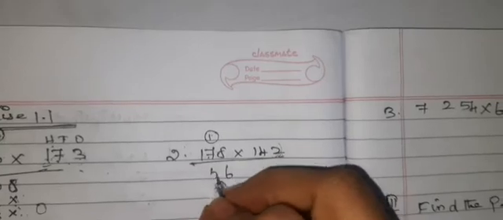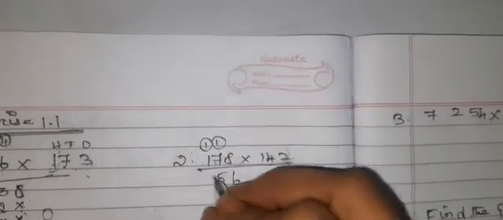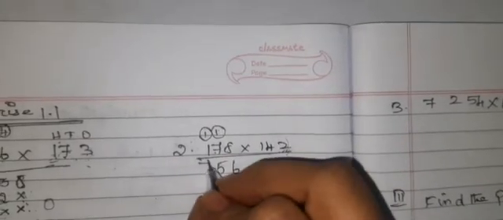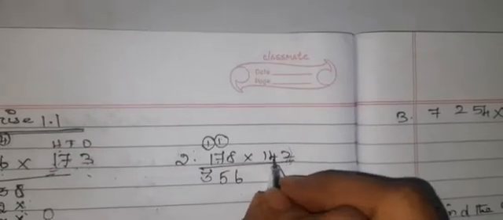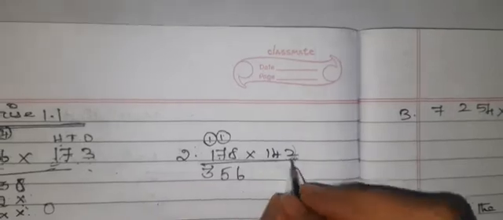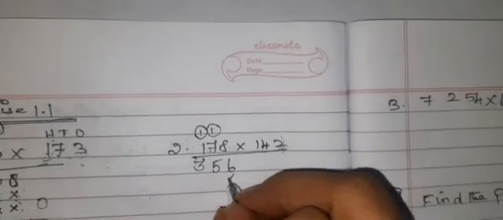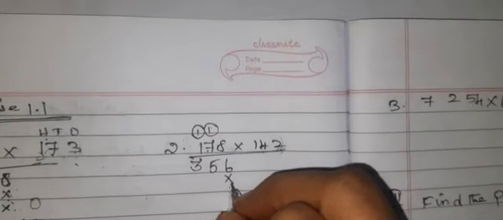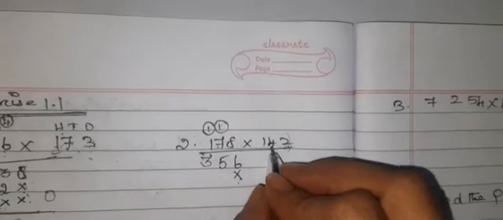Carry 1 to the tens place. 2 7s are 14. 14 plus 1 is 15. Again carry 1 to the hundreds place value. 2 1s are 2, plus 1 is 3. You are going to multiply the multiplicand with the tens place value. So you should not write any value below the units place value. Put a multiplication symbol, then start multiplying the number.